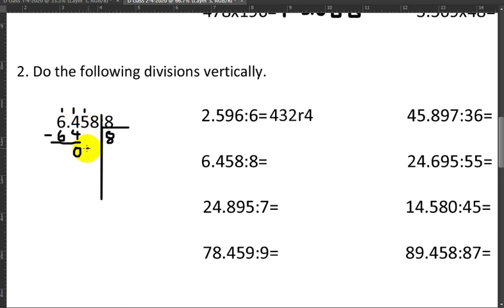I pull down this 5, and I say, how many times does 8 fit into 5? 0. Now I could do 0 times 8 makes 0, and 5 minus 0 makes 5. Or I could just pull down the next 8. Remember, we've said this. When we put a 0 in our quotient, we can just pull down the next number as well. I say, how many times does 8 fit into 58? It fits 7 times. And 7 times 8 makes 56. I do the subtraction, I get a 2. I have nothing else to pull down, so my answer is 807 with a remainder of 2.